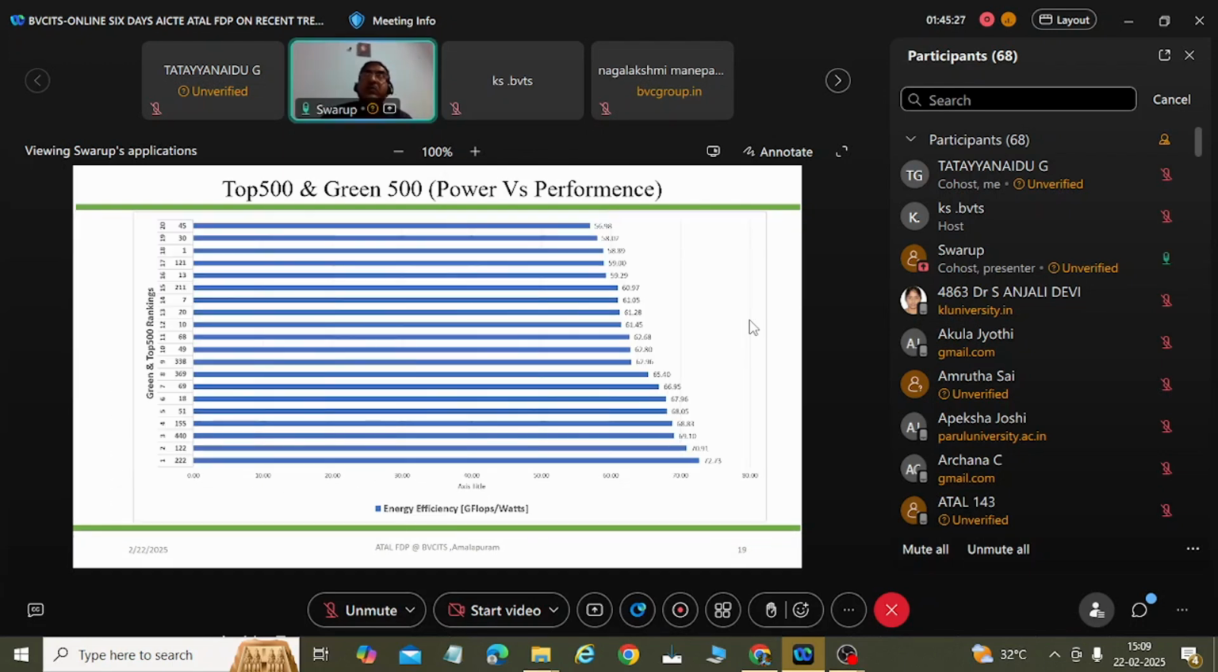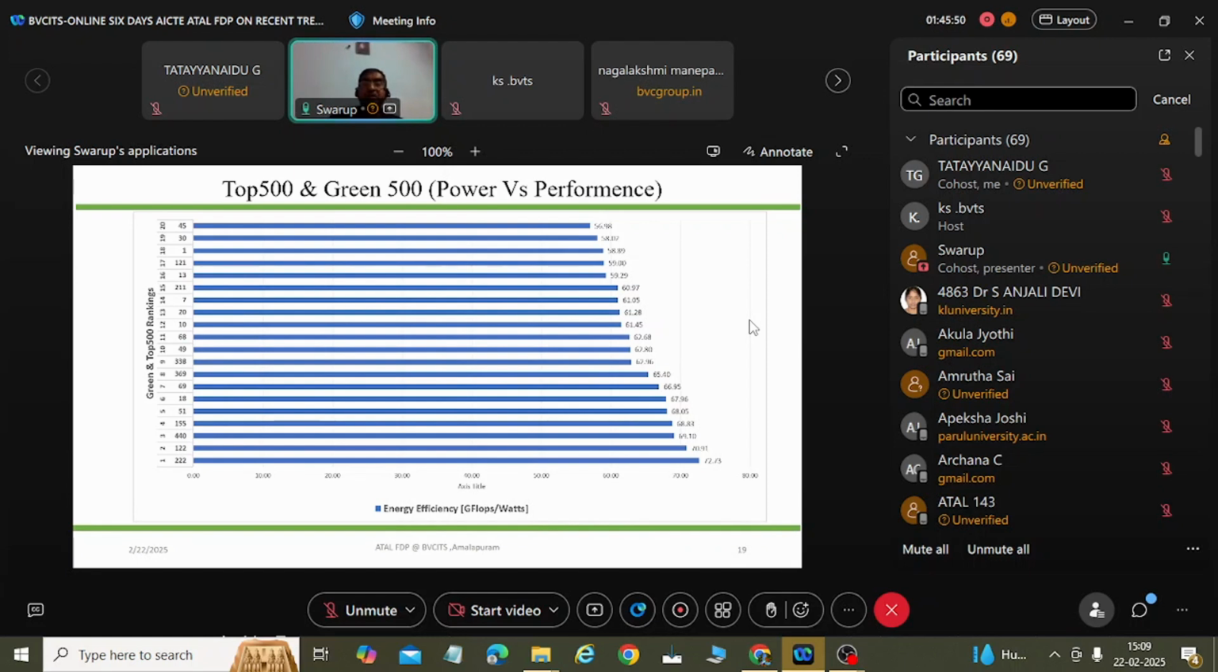So when we measured PARAM, we got around... if you say the Asia Pacific region, we are the 7th. And if you see the top Green500 supercomputers, I think we are in the order of around 40 to 60. So that is the ranking.